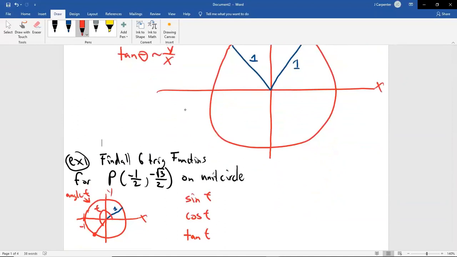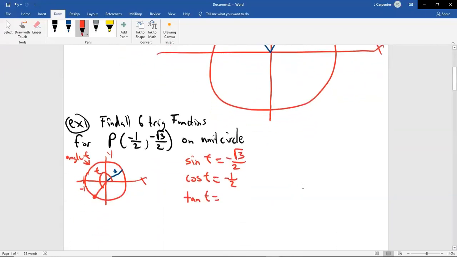So the sine of this would be the y value. So negative square root of 3 over 2. The cosine of this would be the x value. So again, sine is the y value, cosine is the x value. Only when you're on the unit circle. If you're not on the unit circle, you've got to do the opposite divided by the hypotenuse, or y divided by r, whichever one you're doing. So the cosine is the x value, well, that's negative 1/2.